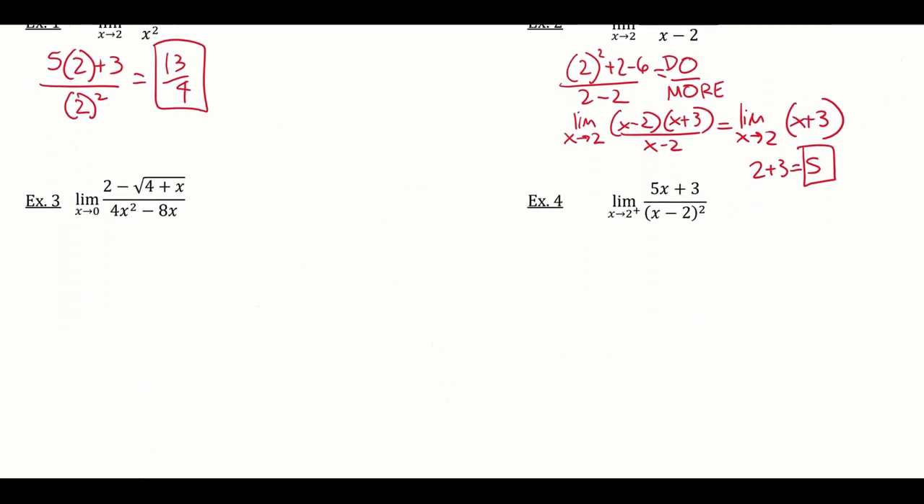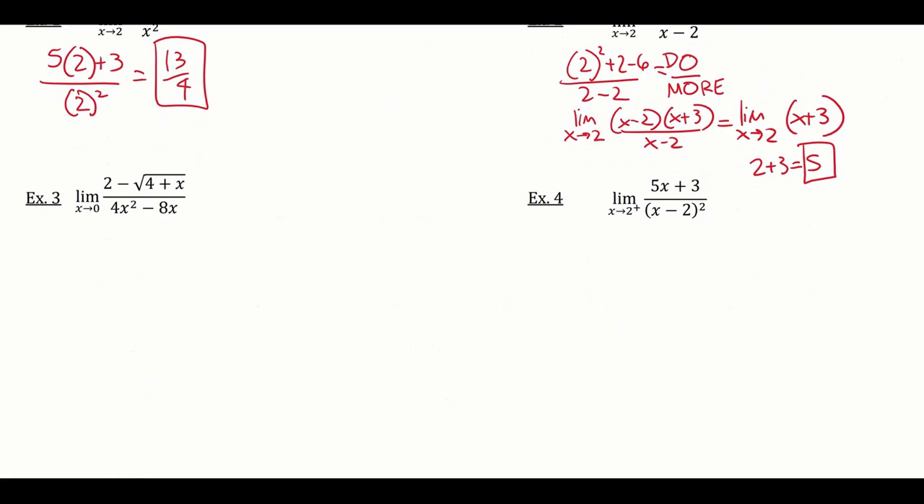All right. So if I plug in 0 for this third expression, I get 2 minus root 4 over 0 minus 0. So that's 0 over 0. Okay, what does 0 over 0 mean? It means do more. Okay, you know what? I'm going to stop writing do more, because if you wrote that on an AP test, I bet your grader would be super confused by that. Okay, so 0 over 0 means I need to do more.